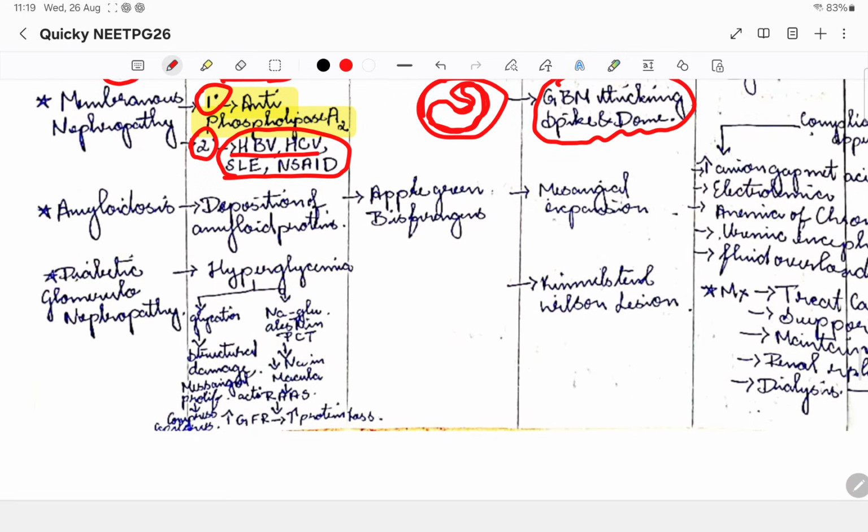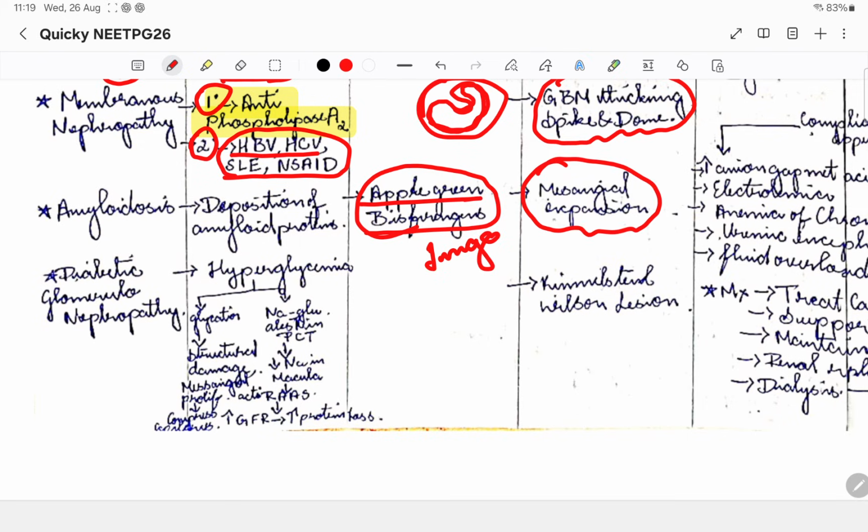Then coming to amyloidosis, basically deposition of amyloid proteins is happening in the glomerulus. There is apple green birefringence. This is very pathognomonic, so please go see an image with respect to amyloidosis. There is also mesangial expansion happening in amyloidosis.